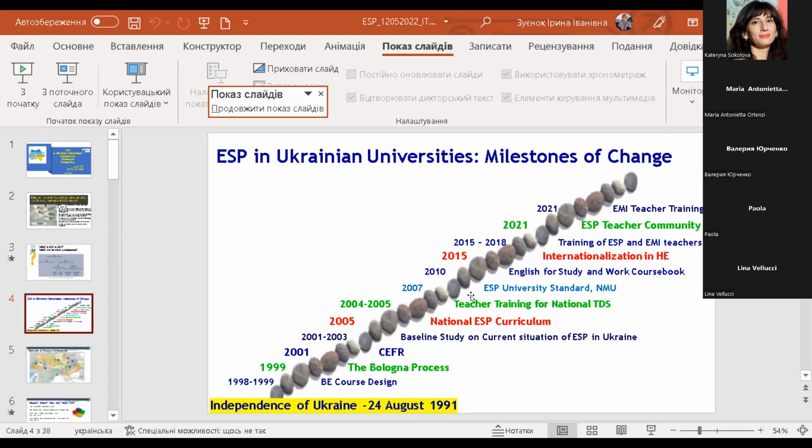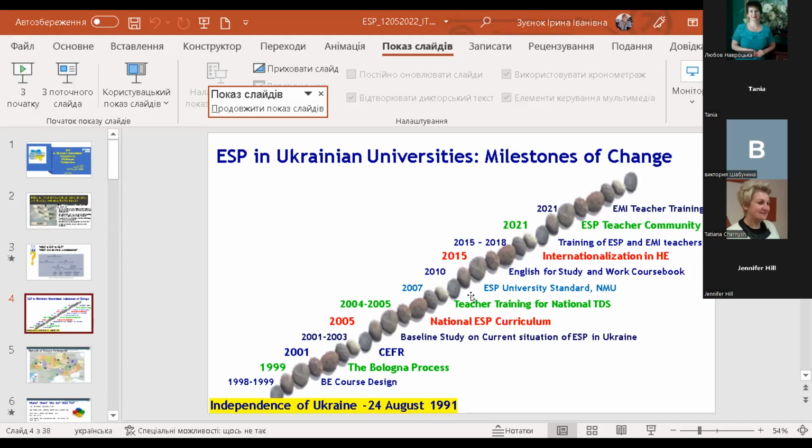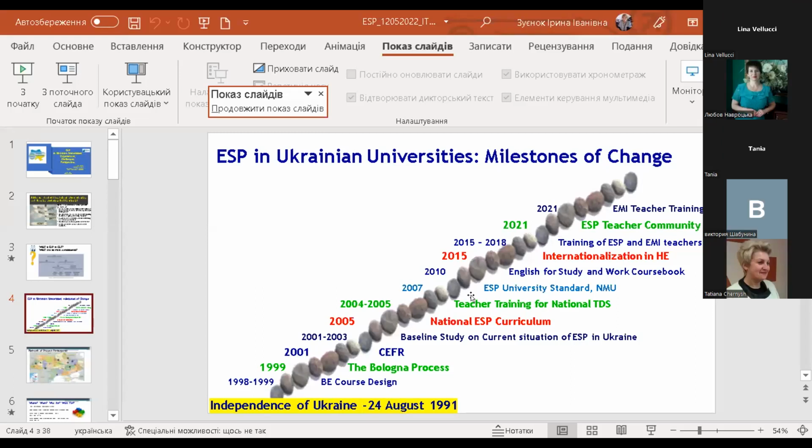a new project was launched, which was caused by the aim of internationalization of higher education of Ukraine. This project was named English for Universities. It included benchmarking in 2015 and 2016. And I would like to say that the entry ticket to be a participant of this project was B2 level, to be approved by the APTIS exam.